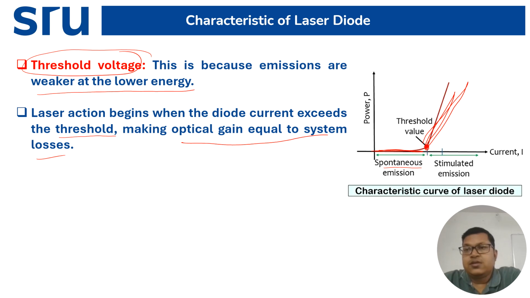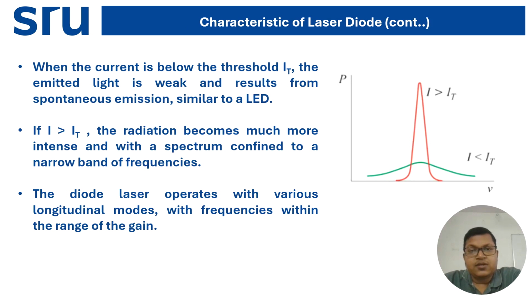Now we'll see the characteristics of the laser diode with respect to power versus frequency. You see this graph, we are going to explain it. When the current is below the threshold IT, the emitted light is weak and results from spontaneous emission, similar to the LED. We already know that before the threshold, lasing action does not start.